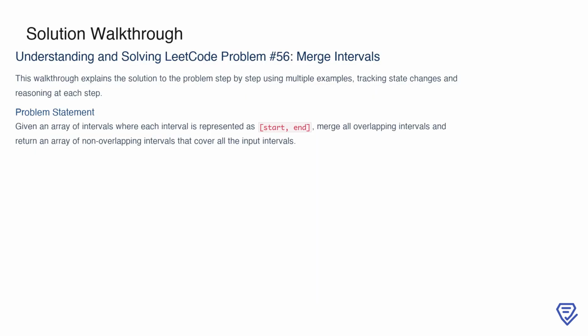To solve LeetCode problem number 56, merge intervals, we need to work with an array of intervals, where each interval is represented as a pair of values, a start and an end. Our task is to merge any overlapping intervals and return a new array that contains only non-overlapping intervals. The solution involves a systematic process of sorting the intervals, checking for overlaps, and merging them if necessary, all while ensuring optimal efficiency. We'll go through this step by step, using examples to clarify how we manage the intervals and track changes at each stage.